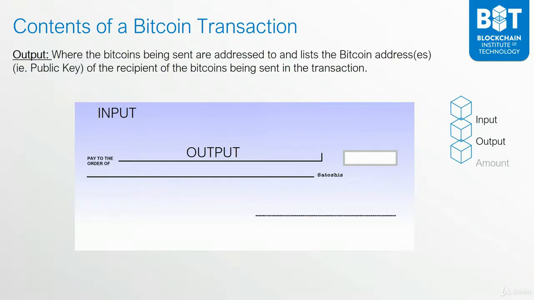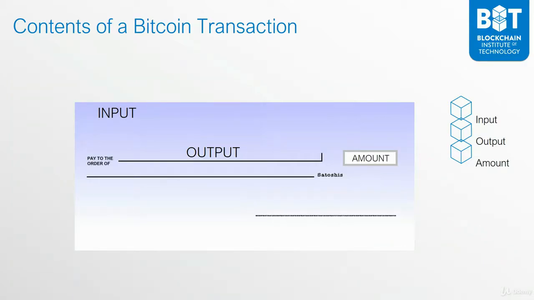The output specifies where the Bitcoins being sent are addressed to, and it will list the Bitcoin addresses of the recipients of the Bitcoins being sent in the transaction. Notice I said addresses because you can have more than one output as the output of a Bitcoin transaction, and these recipients will be receiving it at their Bitcoin addresses. As we've specified, the Bitcoin address is a hashed version of the public key of someone.